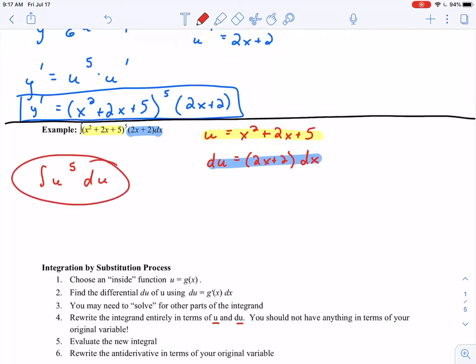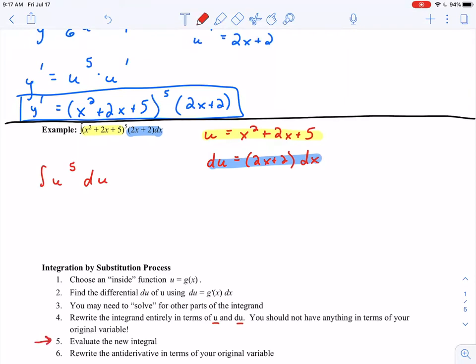This integral is a whole lot easier to manage. It's a whole lot easier looking than the one that we started with. And that is your goal with this integration by substitution. You want to take this difficult looking integral and break it down into something that's a little bit easier to manage. So, okay, we've rewritten our integral.